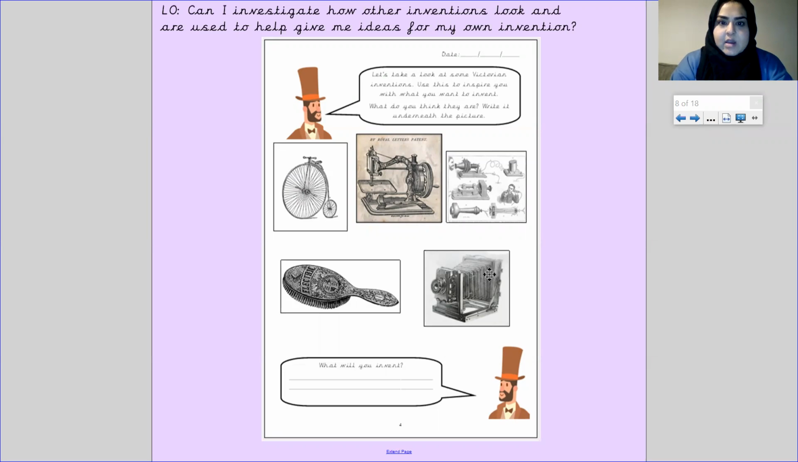What do you think they are? And write them underneath the picture. So now, on a piece of paper, write down what you think they are. Obviously you don't have the picture, so it's fine if you just write picture 1, picture 2 and write down what you think it is.